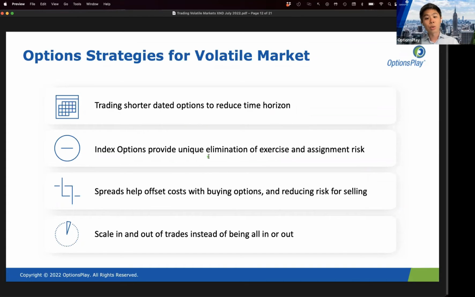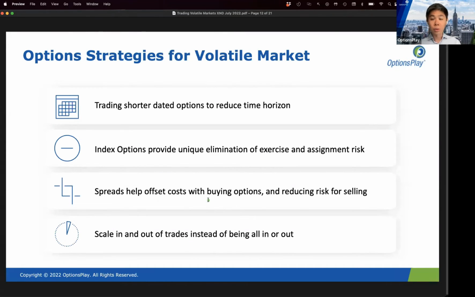Index options allow you to eliminate exercise and assignment risk, especially when you're trading shorter dated options. You're going to come across expiration much more frequently, and you have to manage around expirations. Well, with index options, you don't have to manage them as frequently, or rather as much, because if you want to hold these to expiration, you absolutely can. Whatever your profit and loss at expiration, it just gets settled in cash in your portfolio.